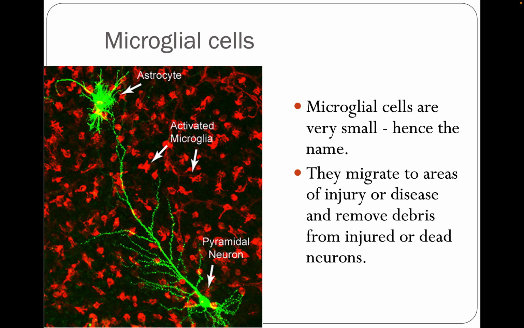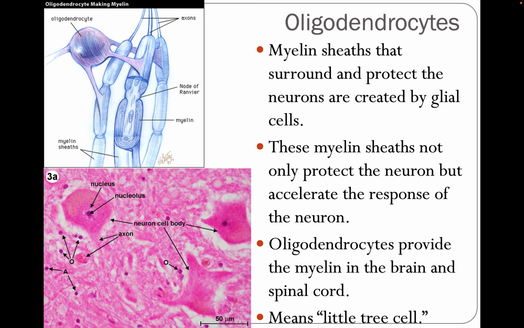Microglial cells are very small, hence the name micro. They migrate to areas of injury or disease and remove debris from injured or dead neurons. It's the microglial cells that malfunction to cause Alzheimer's disease. And that's why the injured and dead neurons are not taken away, and they create problems in the brain, dead areas in the brain.